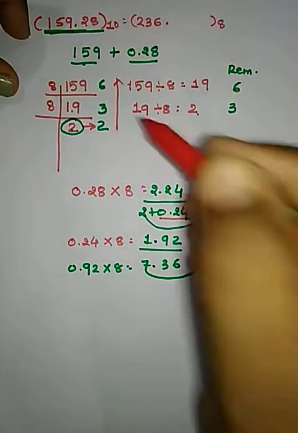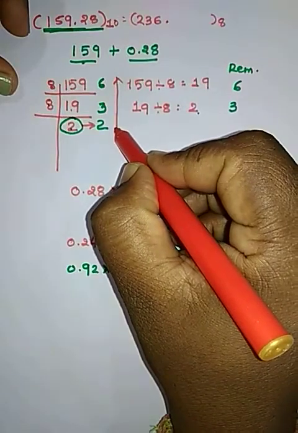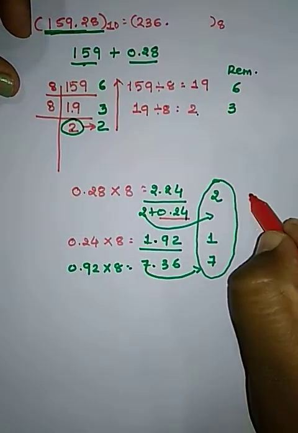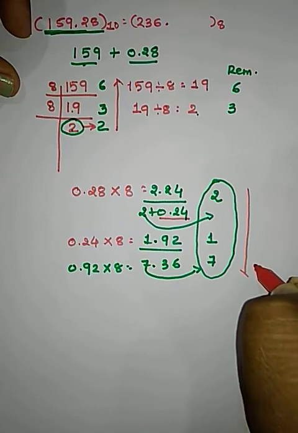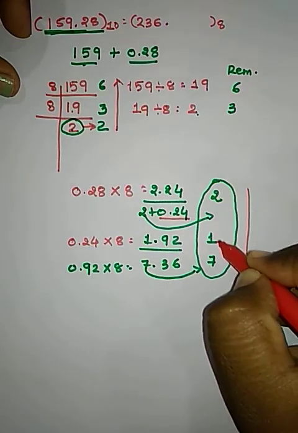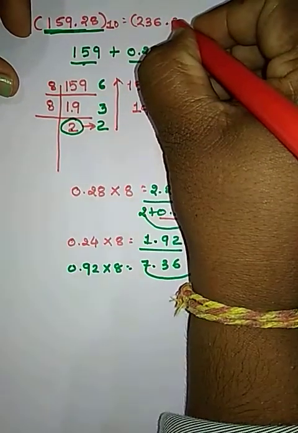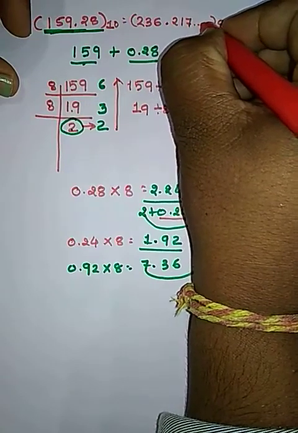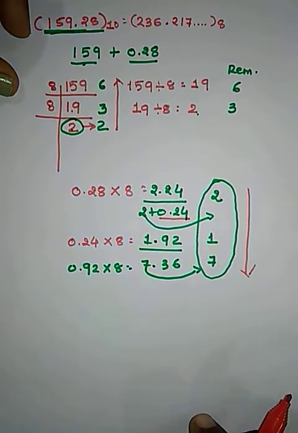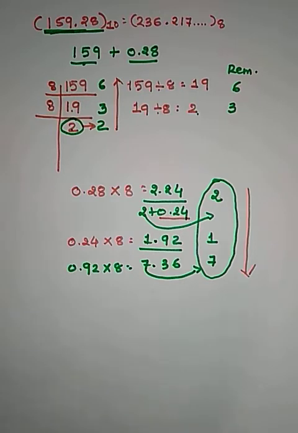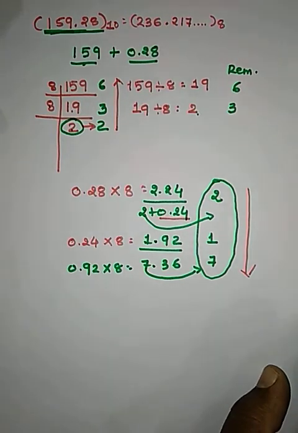Okay, in this the arrow is from down to up. Here the arrow is from up to down. So what is the answer? 217. So we have to write here 217 followed by dashes. This is how the number is to be converted into an octal number.